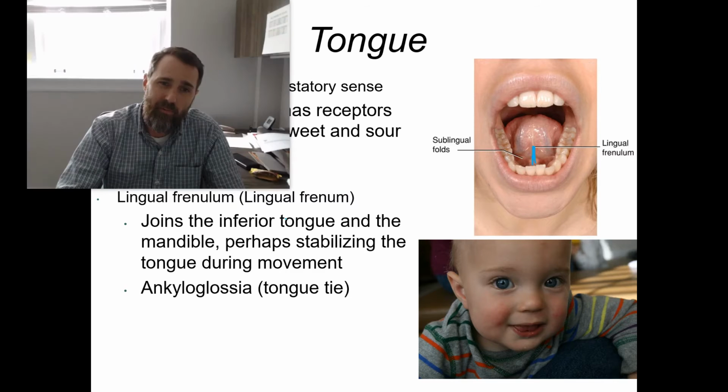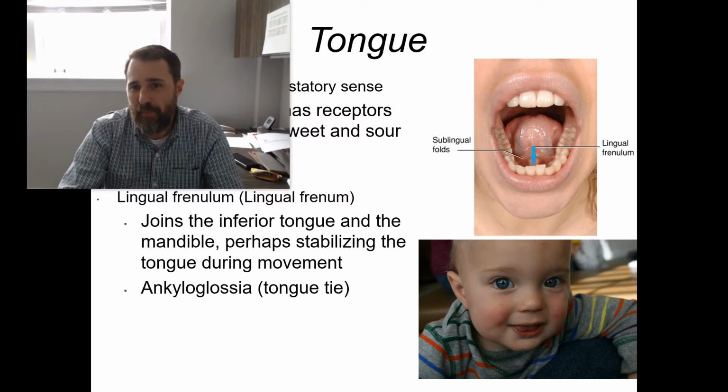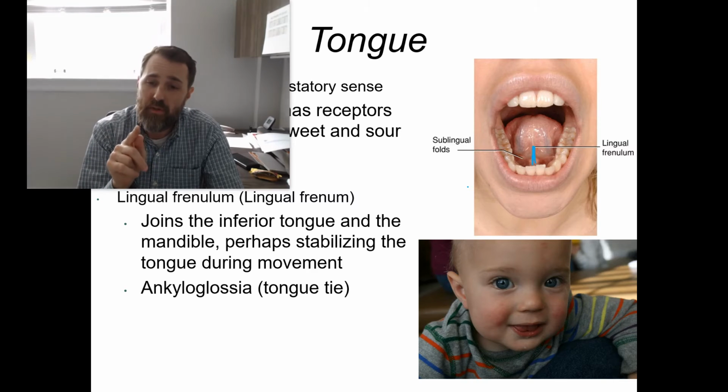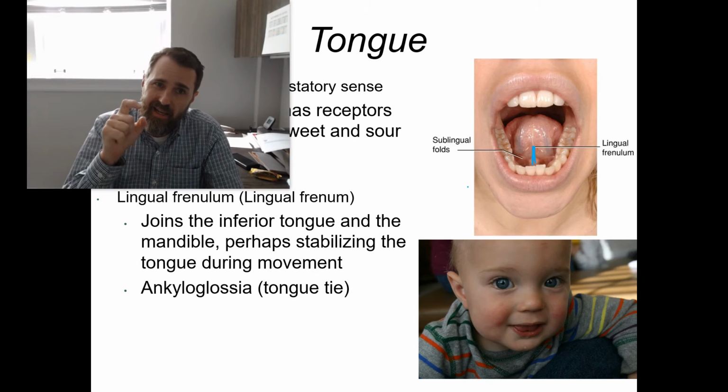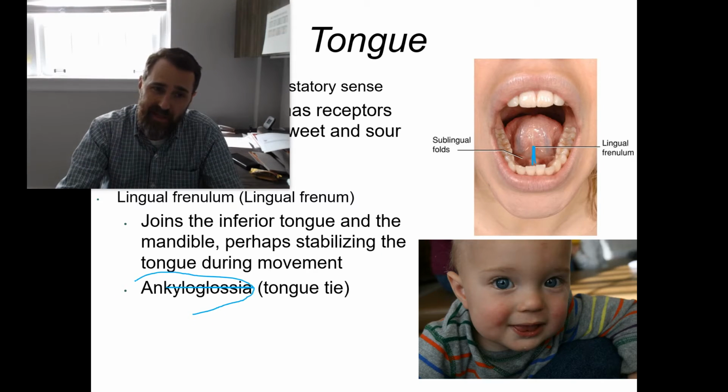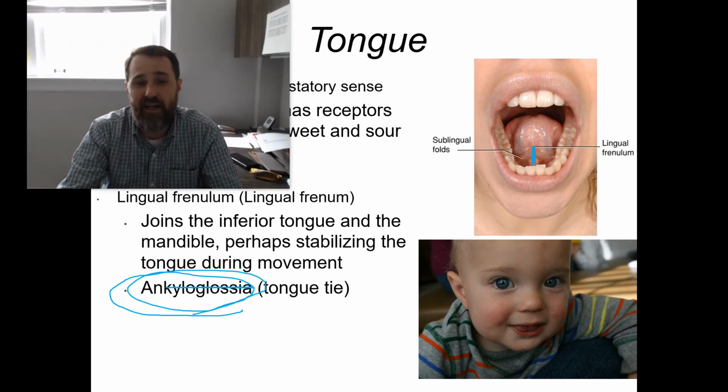The lingual frenulum is important to know because if it extends too far anteriorly, so too far towards the tip of the tongue, too far towards the apex, and if it's too short, then it's going to be anchoring the tip of the tongue to the floor of the oral cavity. And that is called Ankyloglossia, and it's commonly called tongue tie.